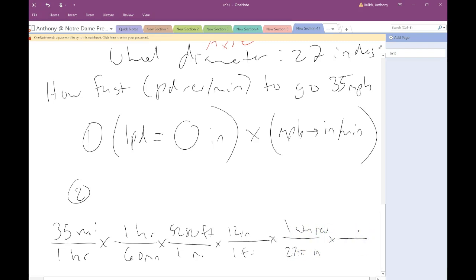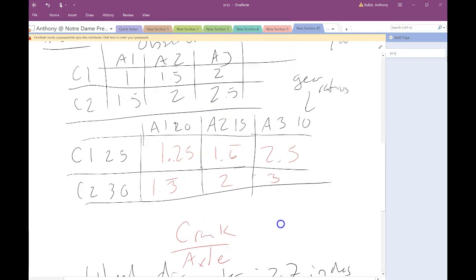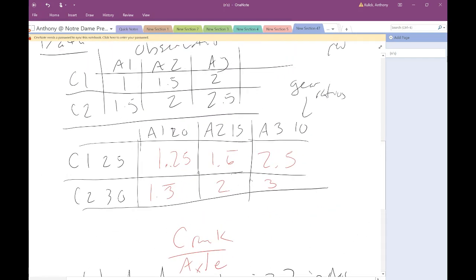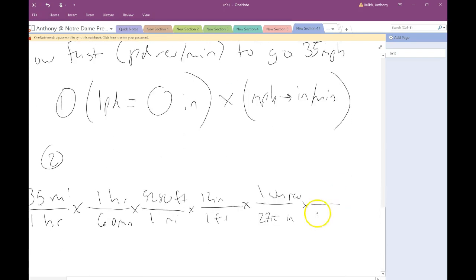And I know if I go back to my table up above, which table should I look at, the first one or the second one? The second one. And which number should I pick if I want to go in the most efficient way possible? 3, the biggest one. So I get 3 wheel revs for 1 pedal rev.